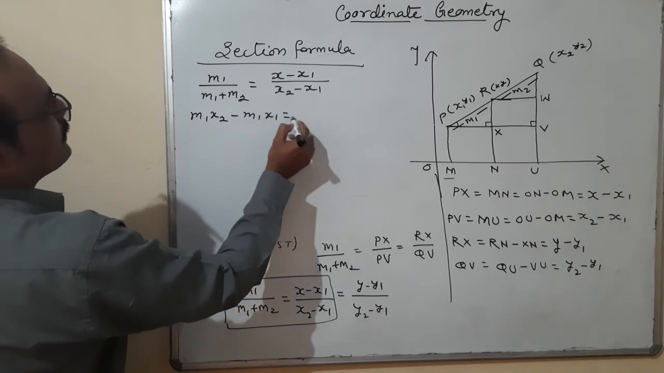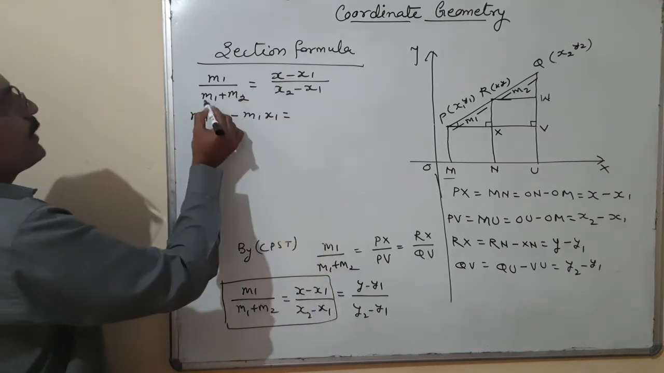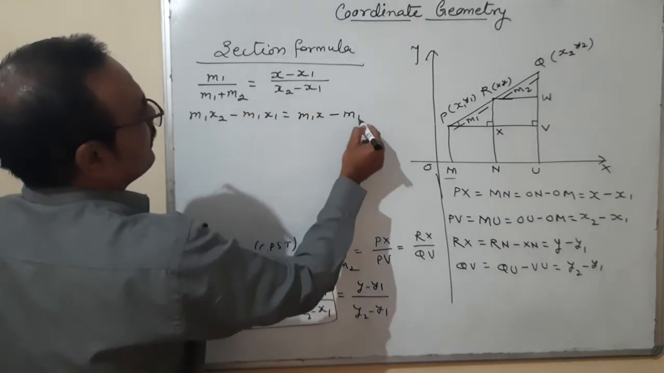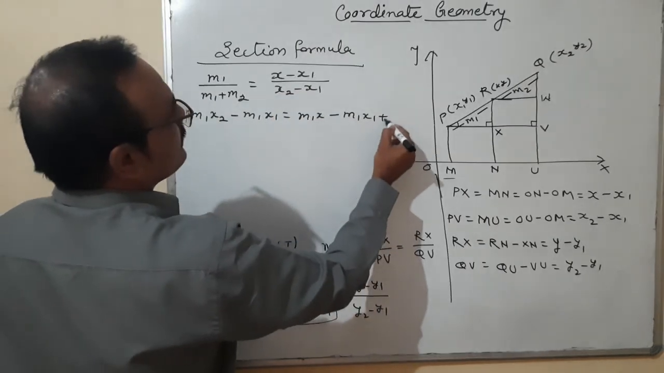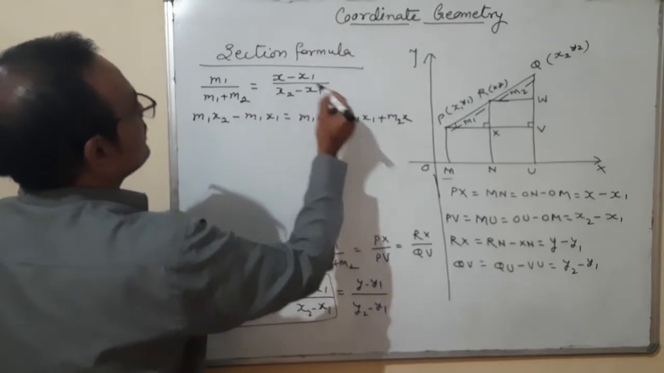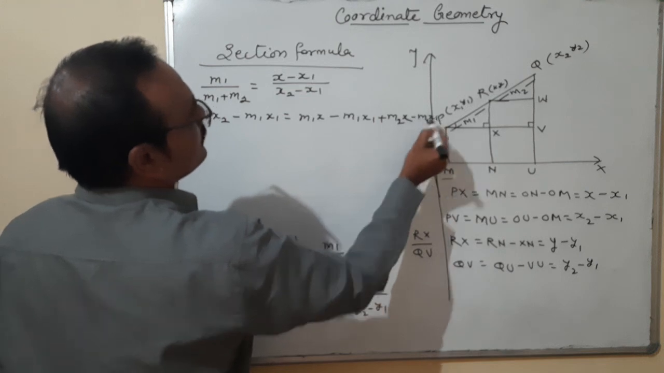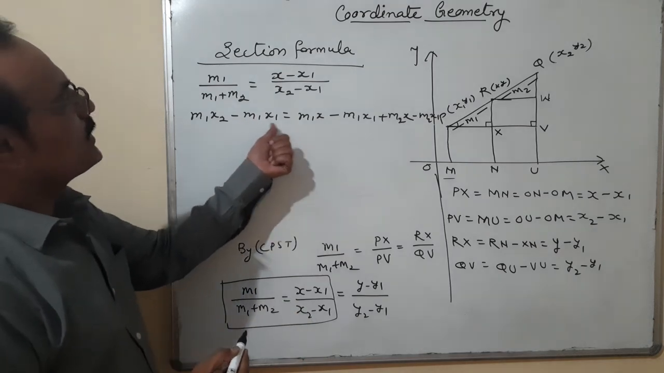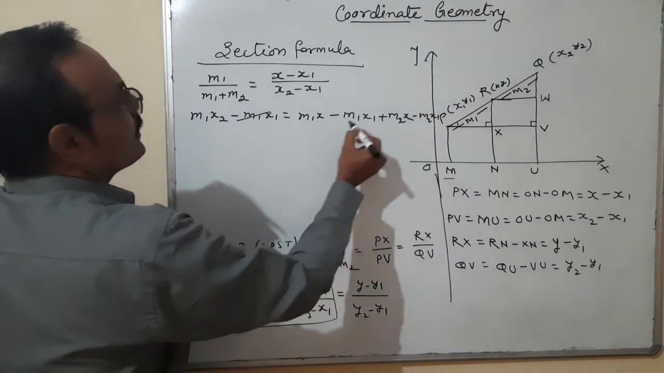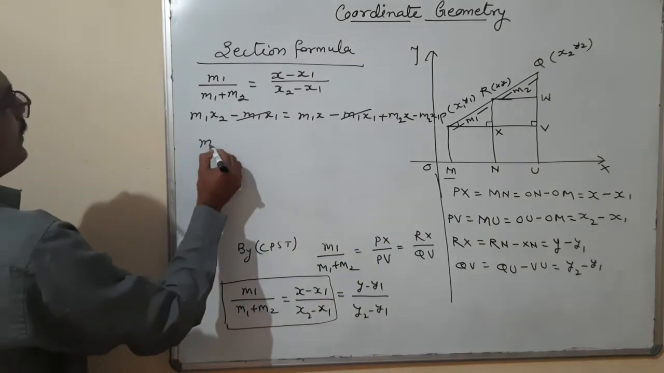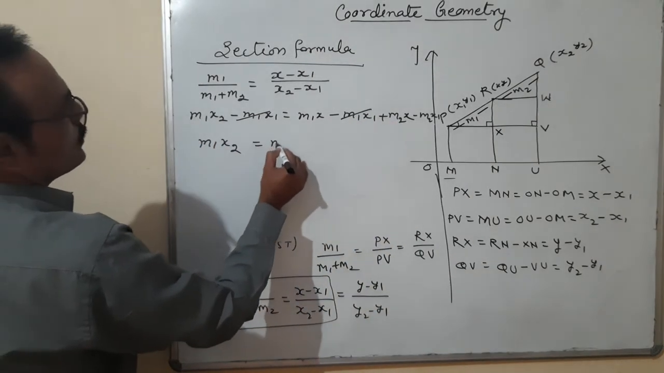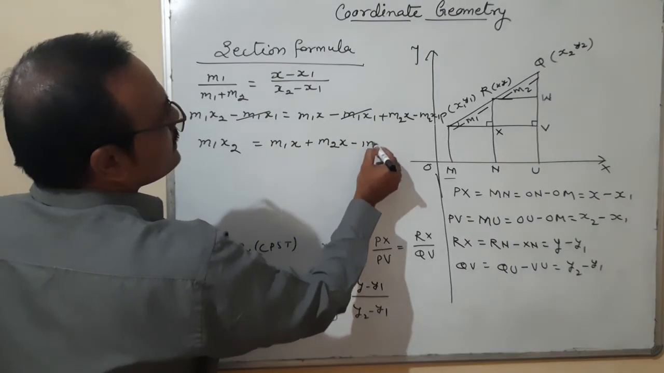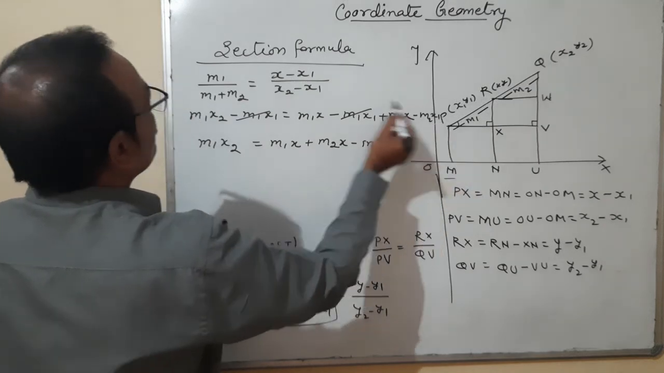minus m1 x1 is equal to these two numbers, m1 multiplied by x, m1x minus m1 x1, plus m2x and minus m2 x1. Okay. After that, m1 x1 minus m1 x1, they are the same, cancel. It is left m1 x2 is equal to m1x plus m2x minus m2 x1.